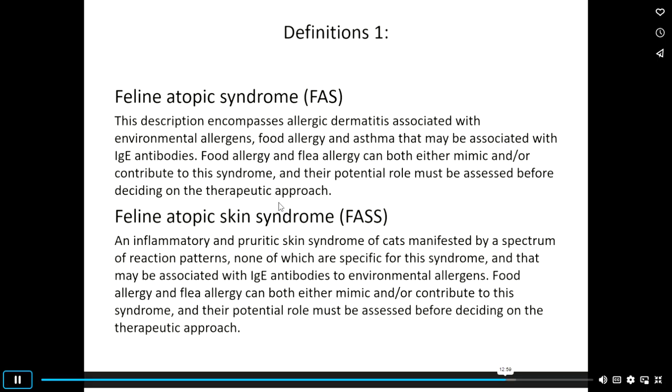Feline atopic skin syndrome, or FASS, is an inflammatory and pruritic skin syndrome of cats manifested by a spectrum of reaction patterns, none of which are specific for this syndrome, and that may be associated with IgE antibodies to environmental allergens. Food allergy and flea allergy can both either mimic and or contribute to this syndrome, and their potential role must be assessed before deciding on the therapeutic approach.